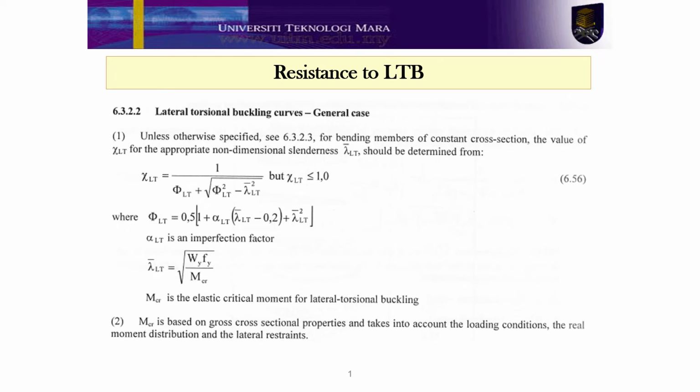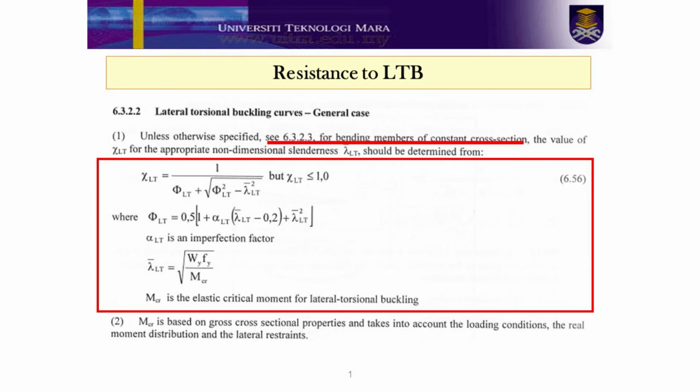The first approach can be referred to in clause 6.3.2.2. Clause 6.3.2.2 is applicable to all members of constant cross-section. According to the general case, the reduction factor is given by equation 6.56, as highlighted in the red box. Meanwhile, the elastic critical moment, MCR, is calculated as shown next.